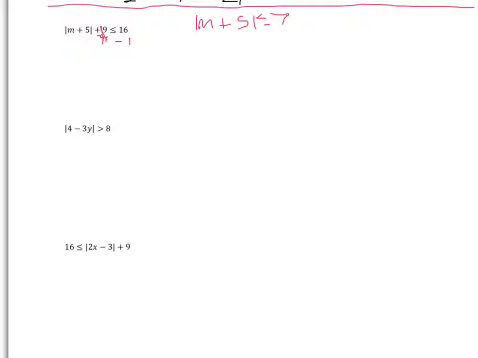Sorry about that. So now we have our positive case, where we leave it alone. We have m plus 5 is less than or equal to 7. And we have our negative case, where we have m plus 5 is greater than or equal to negative 7. So we've flipped the sign, and because we have a less than or equal to, this is an "and" problem as well. So we want to identify that as an "and" problem.